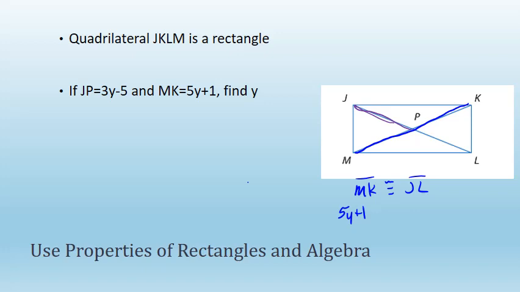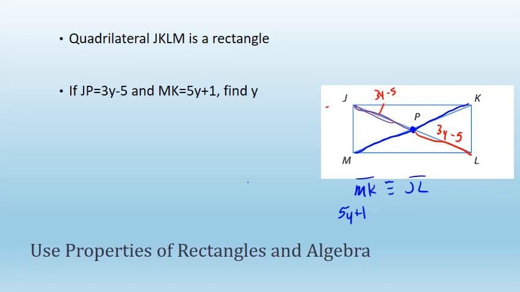Now, another thing about the diagonals of a parallelogram is that they bisect. So that means that JP is also going to be congruent to PL. Now, going back to the fact that these diagonals have to be congruent, and if we know that this is 3y minus 5, then that means that PL also has to be 3y minus 5.